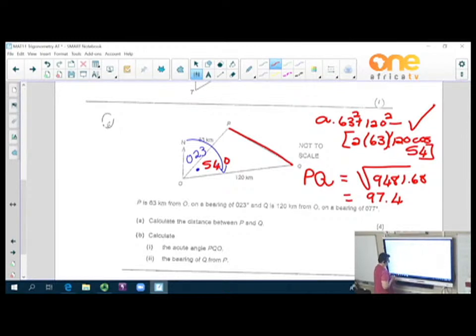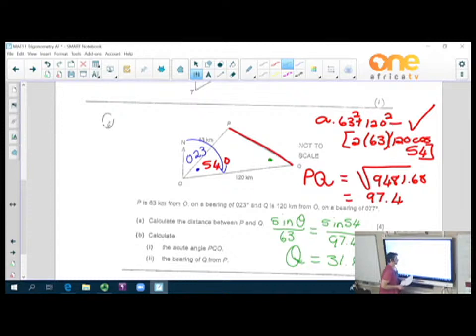Now we have to calculate the acute angle PQO, which is now this angle that we want to find there. Now I can use the sine rule because I have opposite sides and opposite angles here. So we can say that sine Q over 63 is equal to sine 54 over, and now we're using that side. Here you'll have to use the unrounded information, otherwise our answer is not correct. And then to find the angle, it's second function. So second function sine, Q is equal to 31.6.